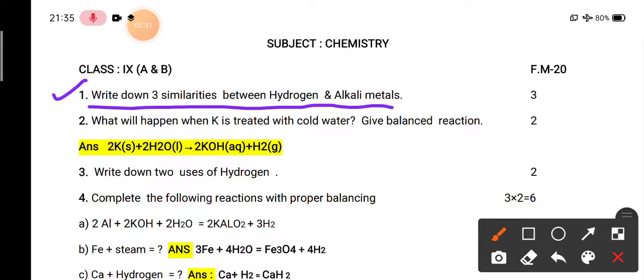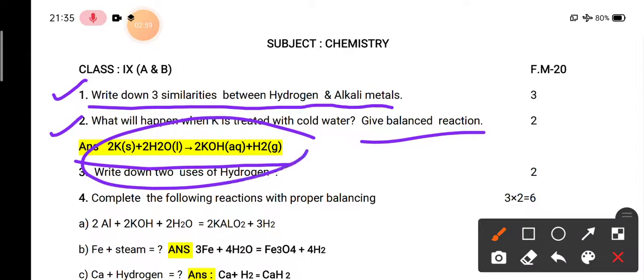The second question is, what will happen when potassium is treated with cold water? Give a balanced equation. Here the question requires two things. First, a one line statement: when potassium reacts with cold water, it forms potassium hydroxide and liberates hydrogen. Then give the balanced equation. This balanced reaction is required.